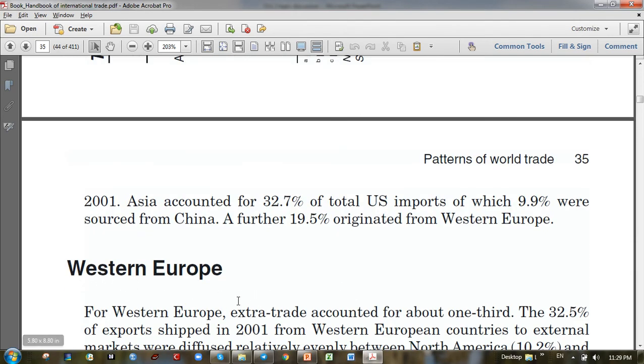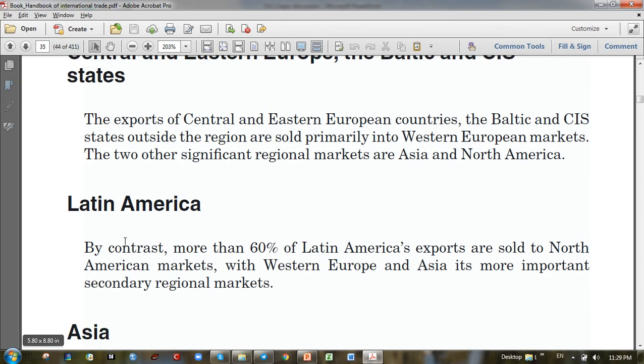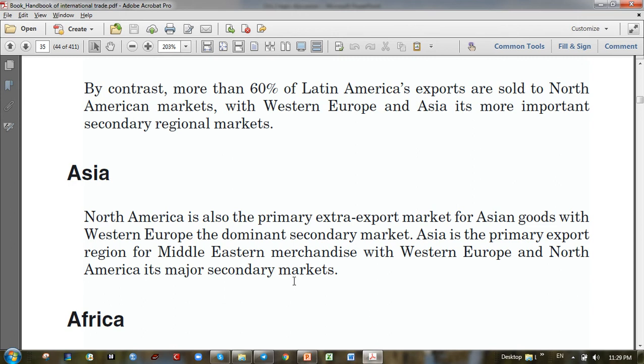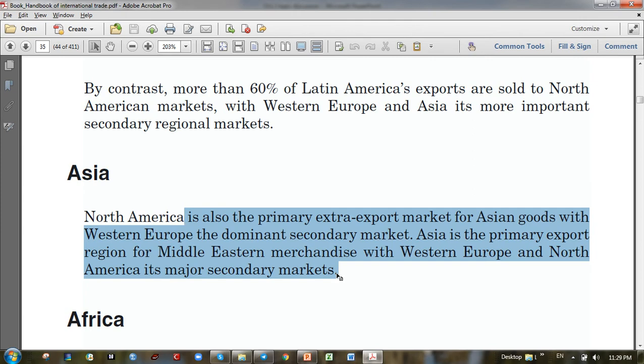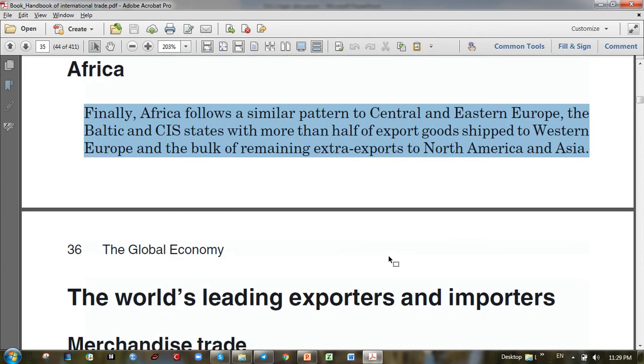Okay, the next regions are Western Europe, Central and East Europe, Baltic and CIS states, Latin America, Asia, Africa. You can see this is very short, only 3 lines, maybe not enough for you to answer. So you need to find other sources. You need to spend time to find other sources of information and data in order to complete this one. This one is too short, it's not easy to understand, so you can go to other sources to find extra information, extra data to get a better answer.